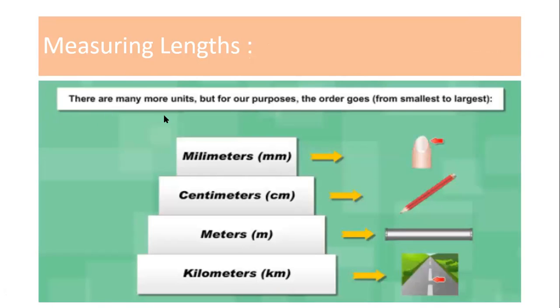Measuring lengths. There are many more units, but for our purposes, the order goes from smallest to largest. The fingertip, we use millimeters to measure it. Centimeters, we use for larger objects. Meters, for bigger things such as a tube that I cannot hold. And kilometer, I use for distances like from Egypt to America, from Egypt to Saudi Arabia, or from your home to a further place, a mall or your school.